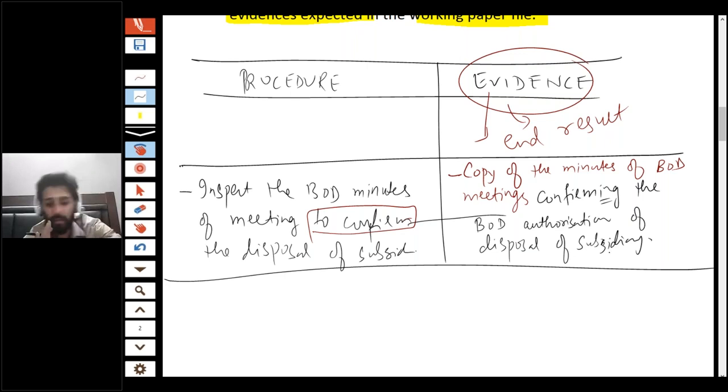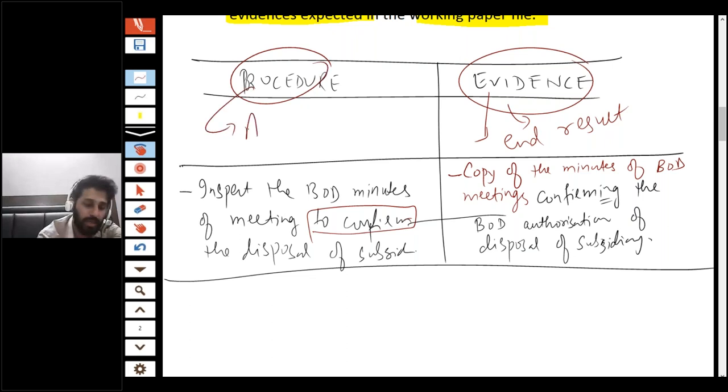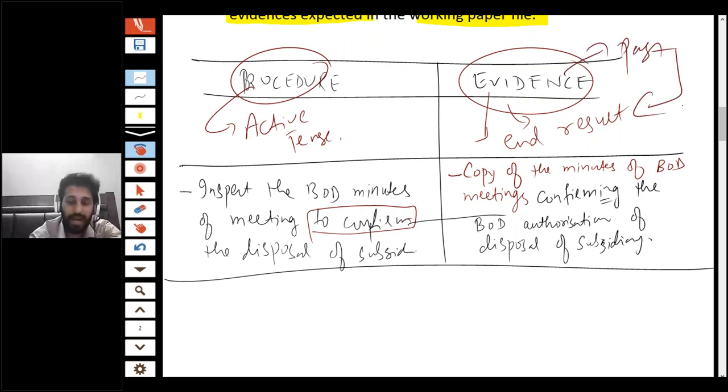So this is the difference between procedure and the evidence. Procedure is actually the active tense. It is your active tense and it is thinking of the past. That is the end result. What is the end result? And procedure is to be applied for the future.